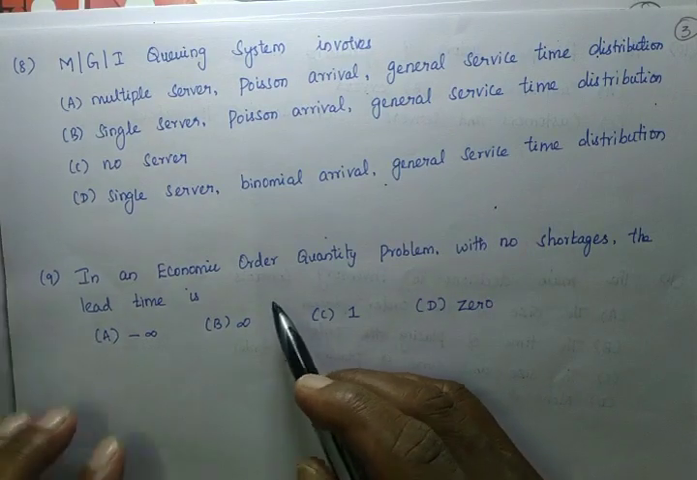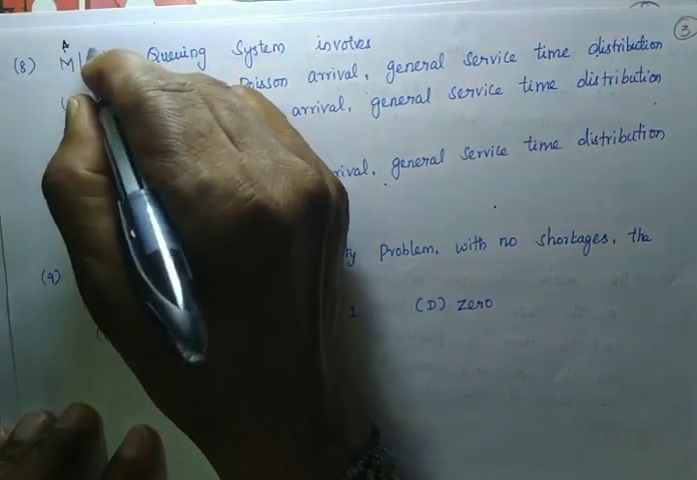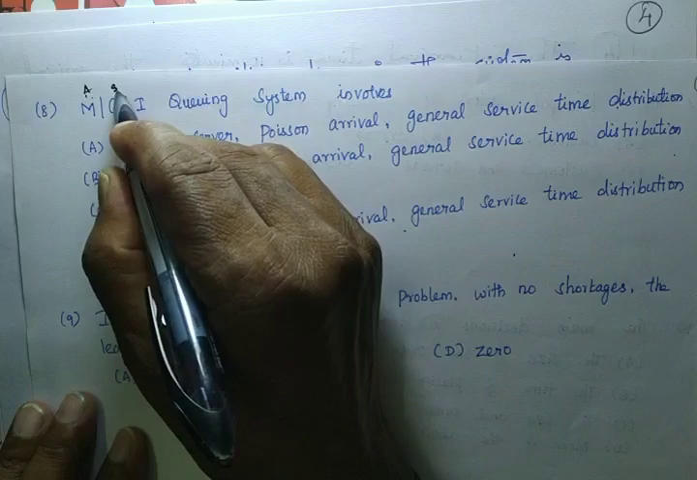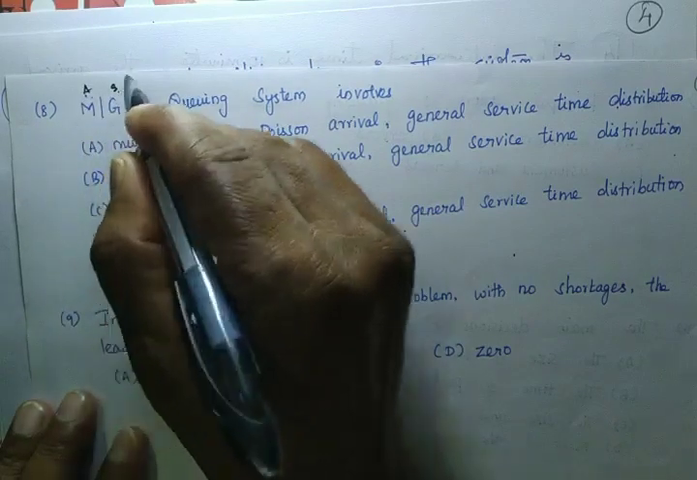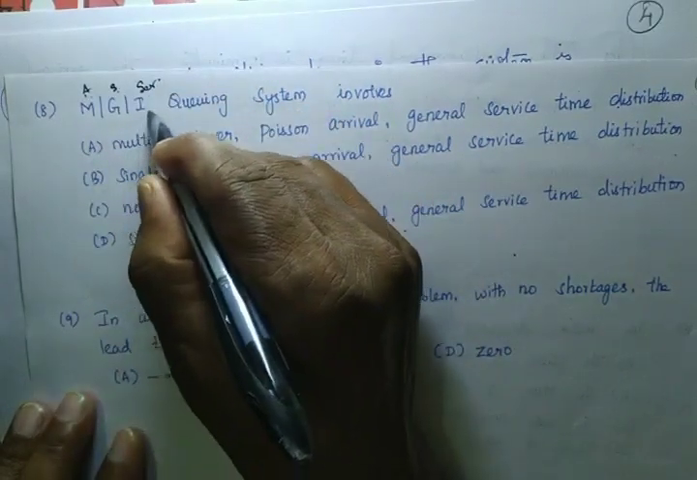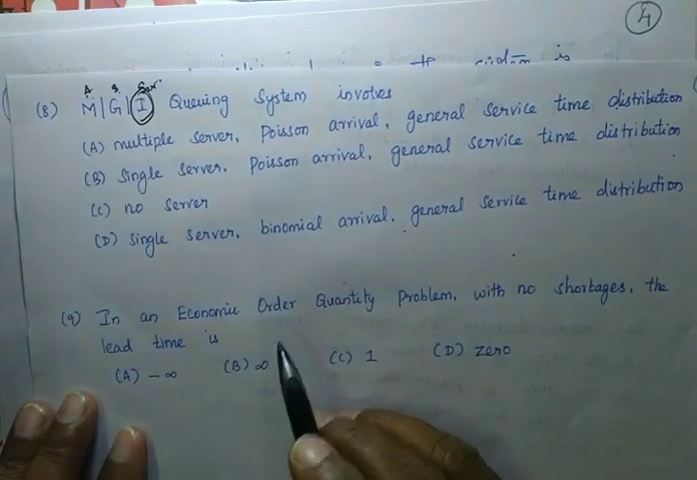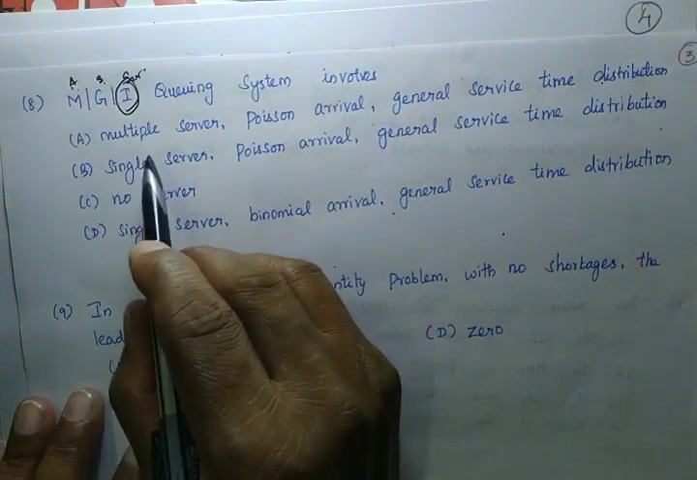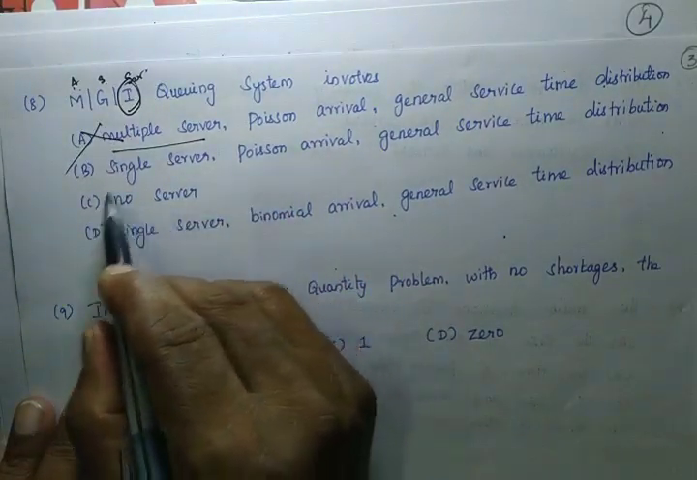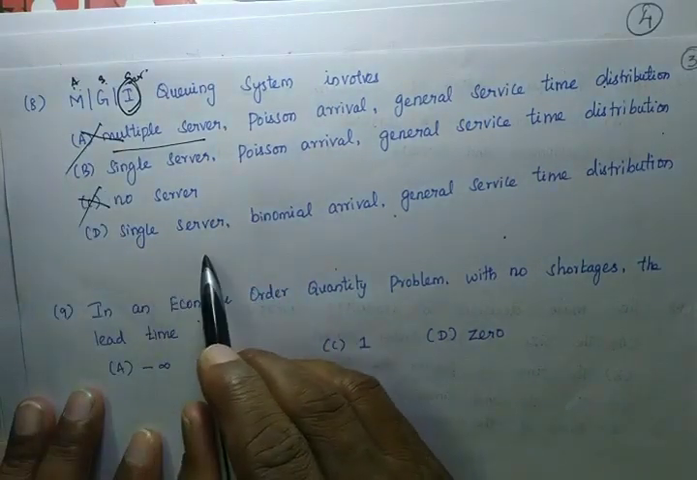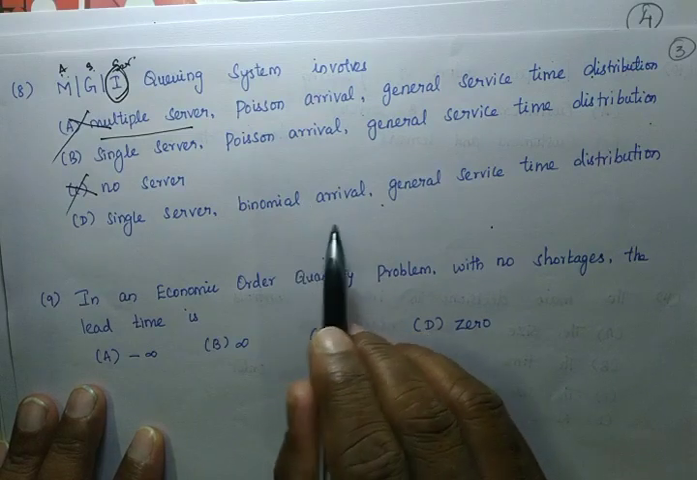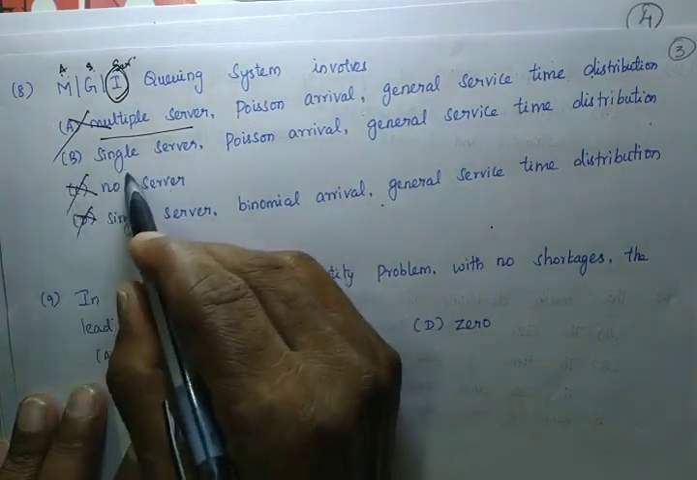See, the first one always indicates arrival, the second one is service, and the third one always indicates the server part. Here the server is single. There is no multi-server, so the first option is wrong. No server is also wrong, since a server is there. Single server with binomial arrival: we never use binomial, we mostly use Poisson arrival, therefore this is also a wrong answer.